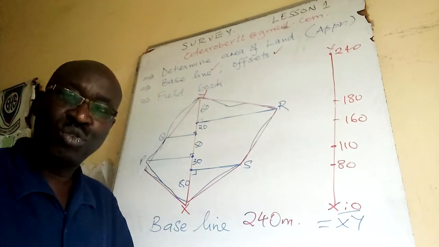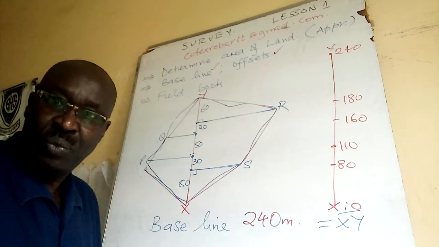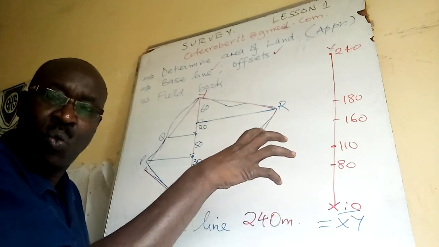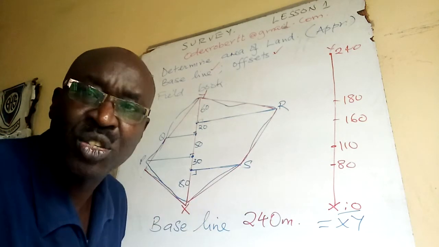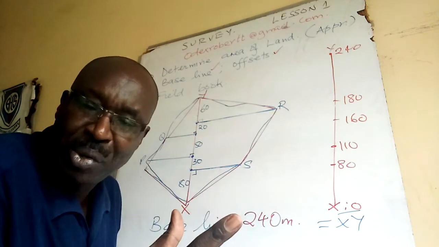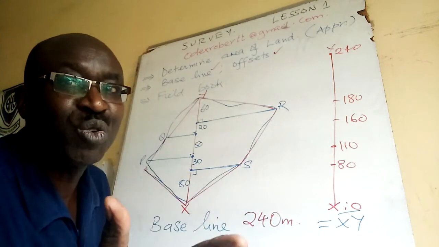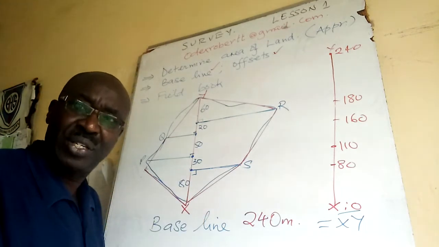What I want you to know is to relate this and that. We are in the field where we are able to get real measurements. But what is all this about? After getting real measurements, we can sit down and draw it using a scale to fit in our books or in the map. That is the basic.